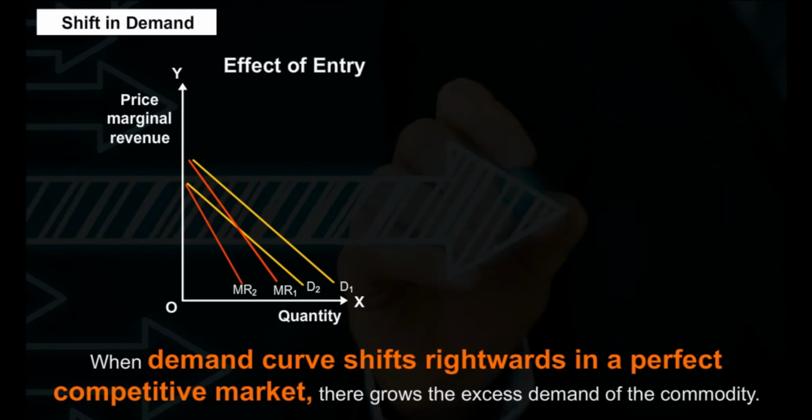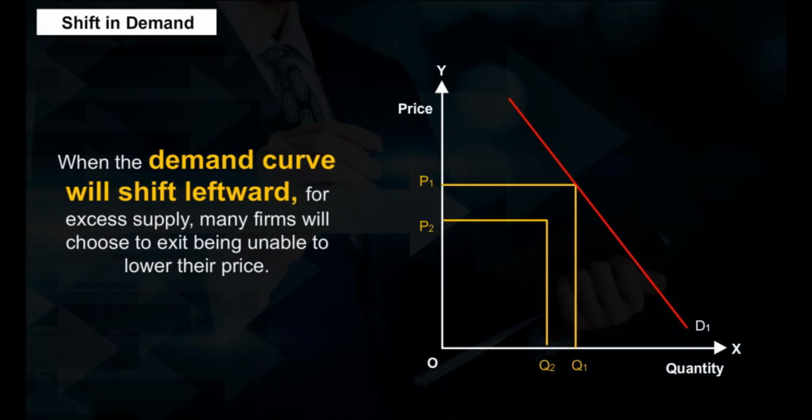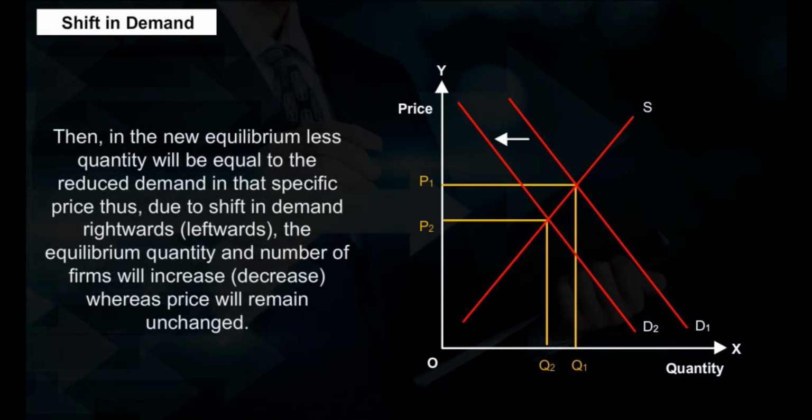When the demand curve shifts leftward, with excess supply, many firms will choose to exit, being unable to lower their price. Then, in the new equilibrium, a smaller quantity will be equal to the reduced demand at that specific price. Thus, due to a shift in demand rightwards or leftwards, the equilibrium quantity and number of firms will increase or decrease, whereas the price will remain unchanged.